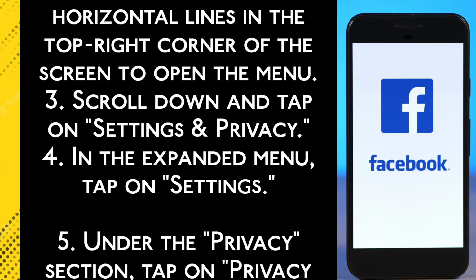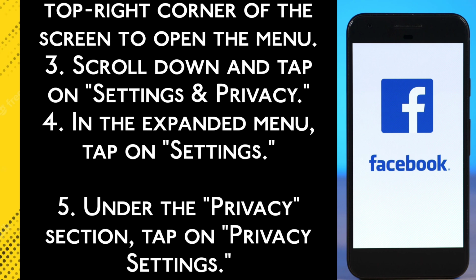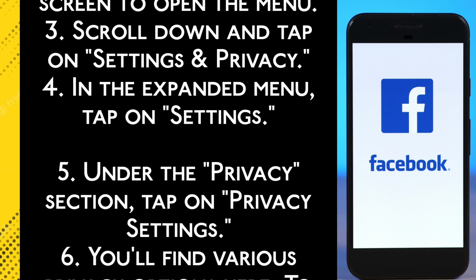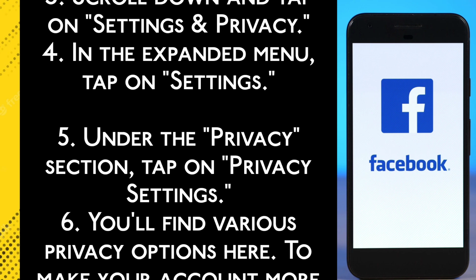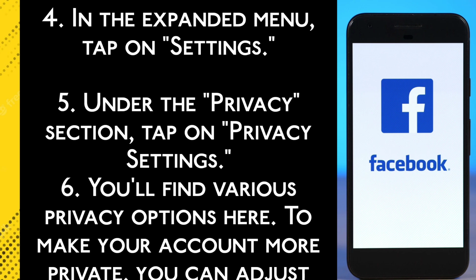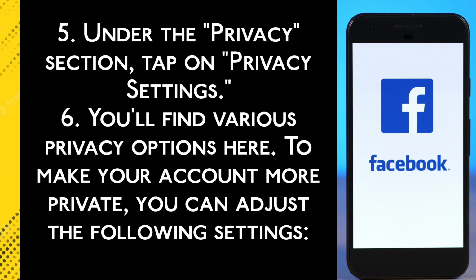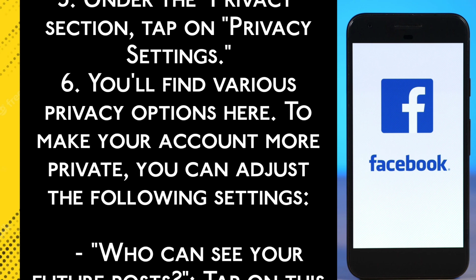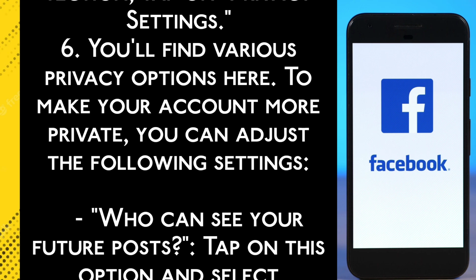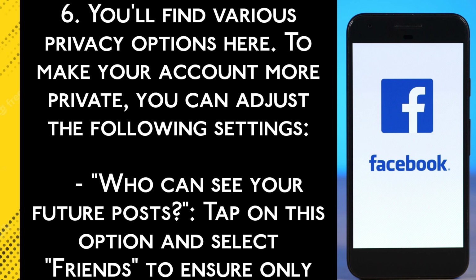Number 3. Scroll down and tap on Settings and Privacy. Number 4. In the expanded menu, tap on Settings. Number 5. Under the Privacy section, tap on Privacy Settings. Number 6. You will find various privacy options here.